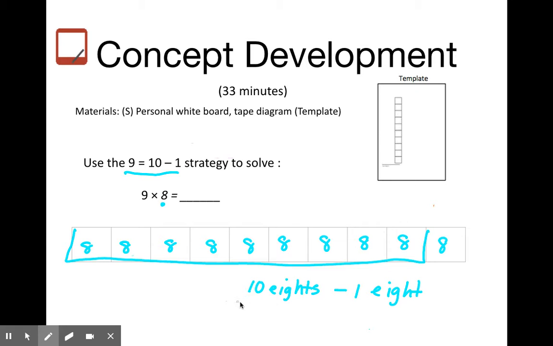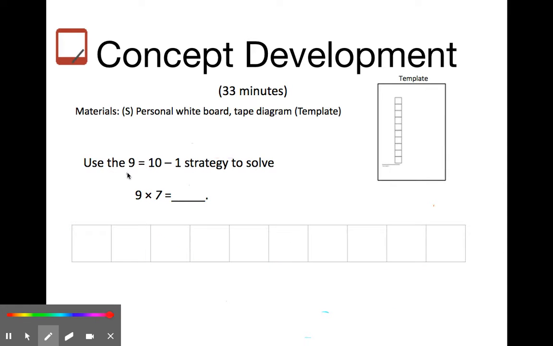Okay, so how much is 10 eighths? That's right, it is 80. How much is 1 eighth? Absolutely, that is 8. So now you're looking at 80 minus 8, which is 72. That's exactly right. It is 72. So 9 times 8 equals 72. All right, we're going to use the 9 equals 10 minus 1 strategy again.